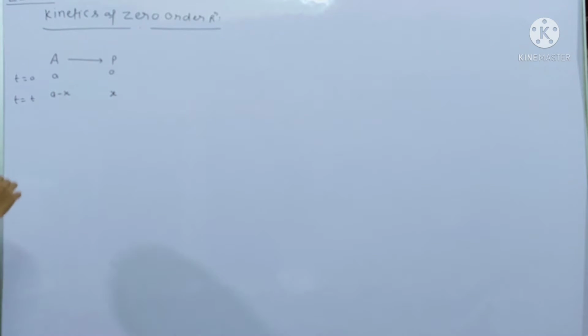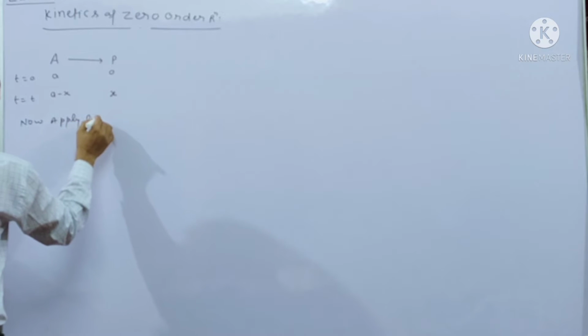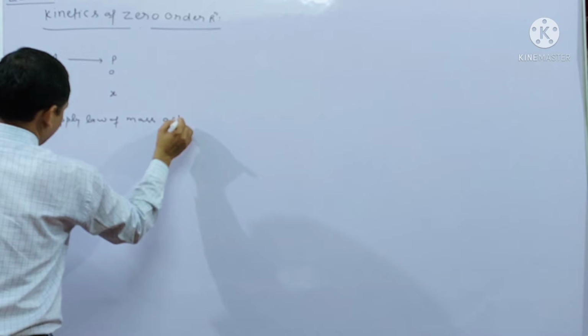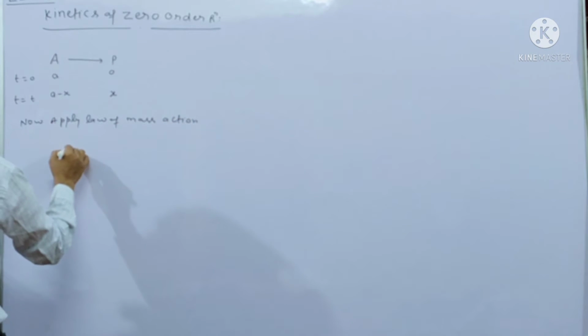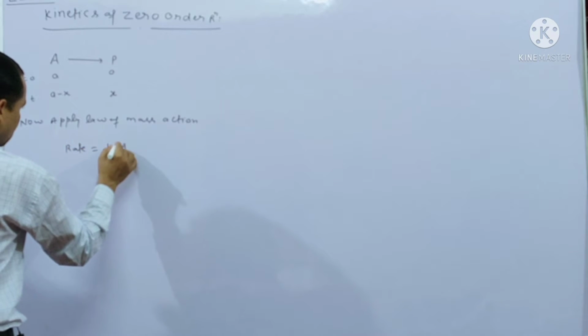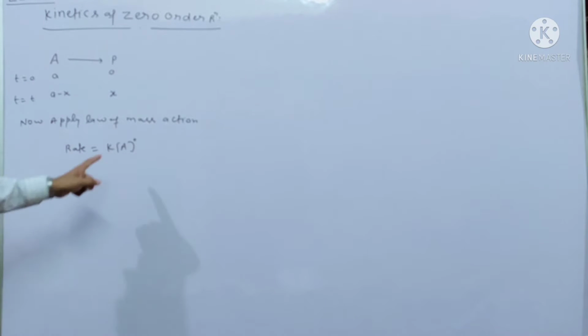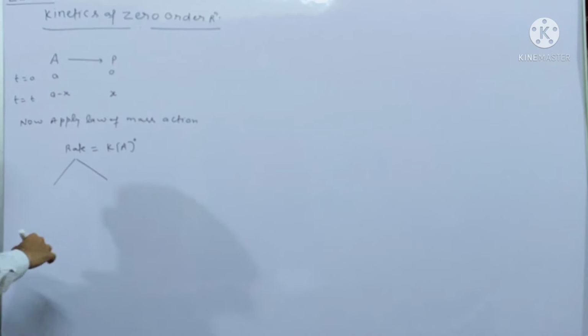Now apply the law of mass action. According to the law of mass action, rate equals k times the concentration of A to the power 0, because this is a zero order reaction. And we can express the rate in two ways: in terms of the reactant or in terms of the product.